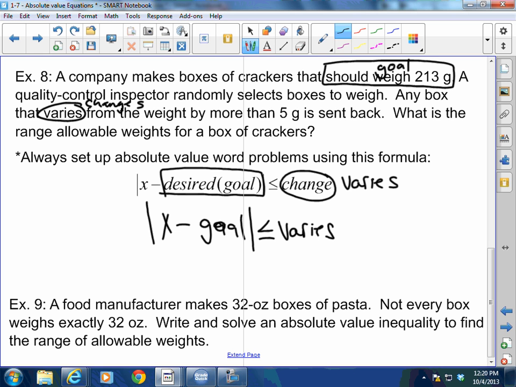No, it's desired, in parentheses, goal. That means that it's either or, sir. Either or. It's not multiplied. Thank you. Good question. The desired is the goal. Right? Does that make sense?